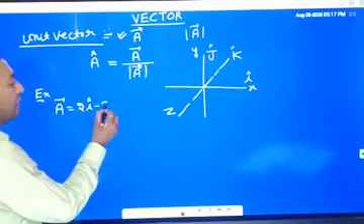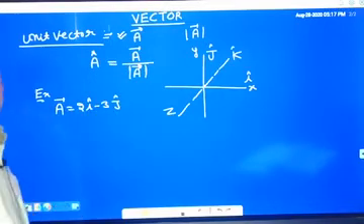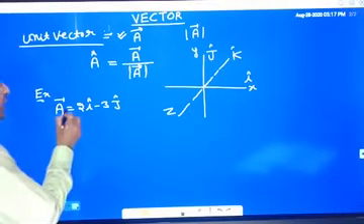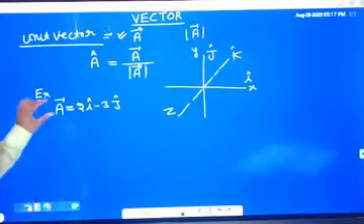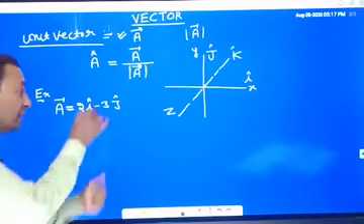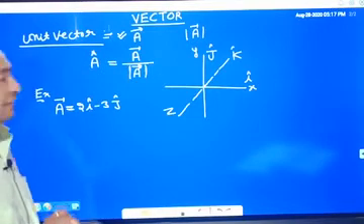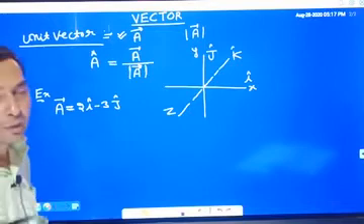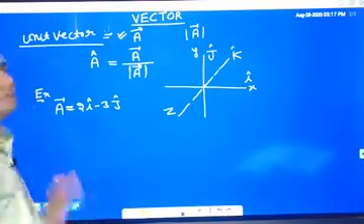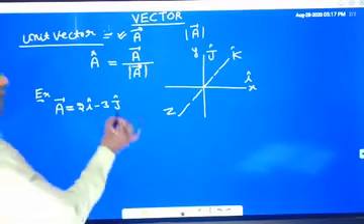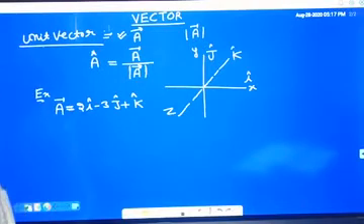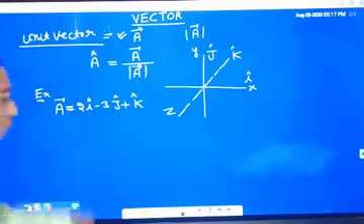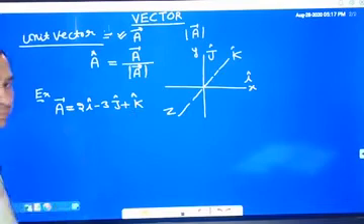Now I write a vector a equal to 2i cap minus 3j cap plus k cap. This is the vector representation of a vector quantity. The component of this vector in the x direction is 2, and in the negative y direction the magnitude of the component is 3. In the z direction the component is 1.